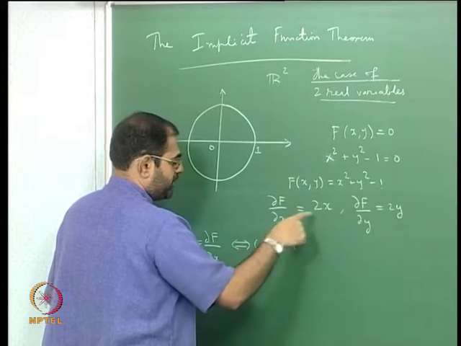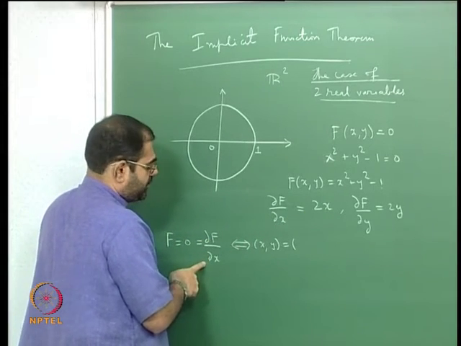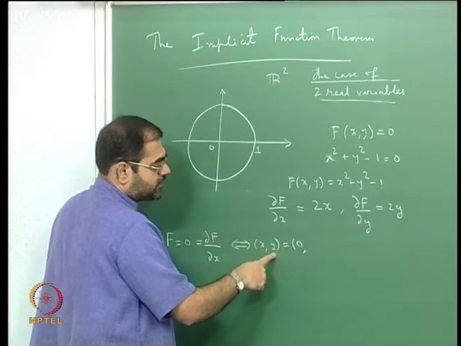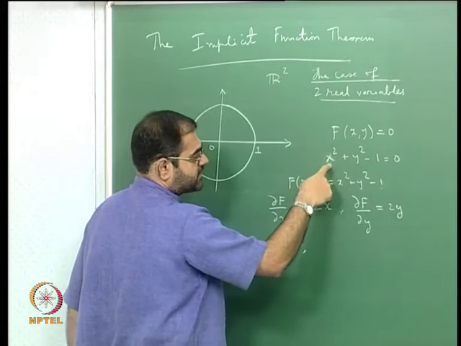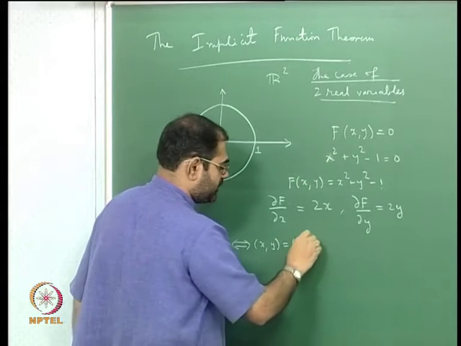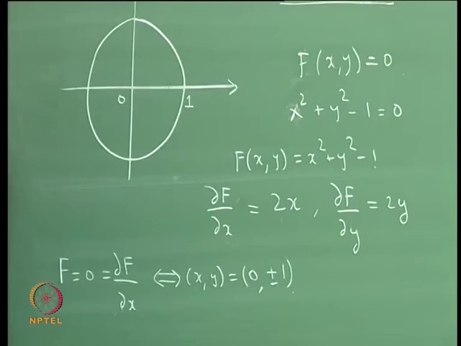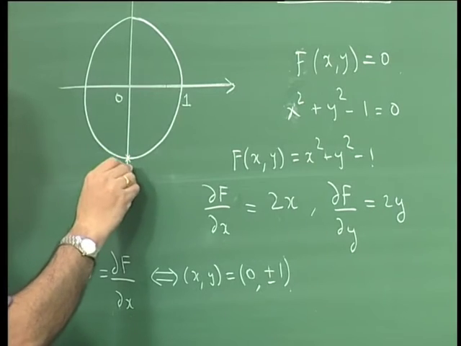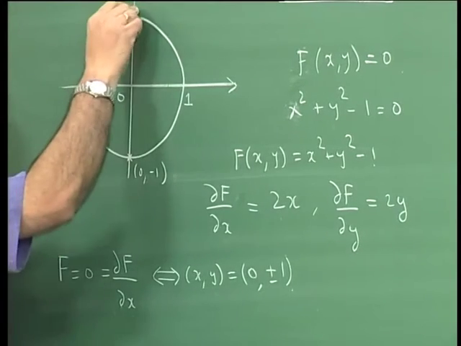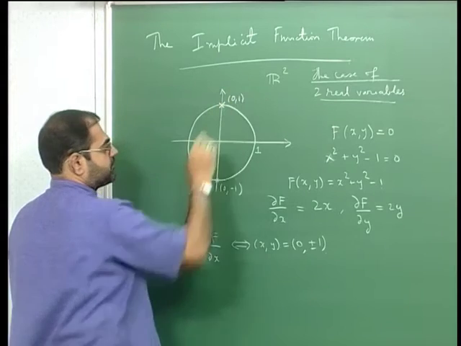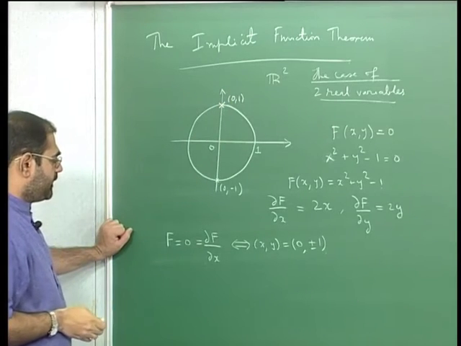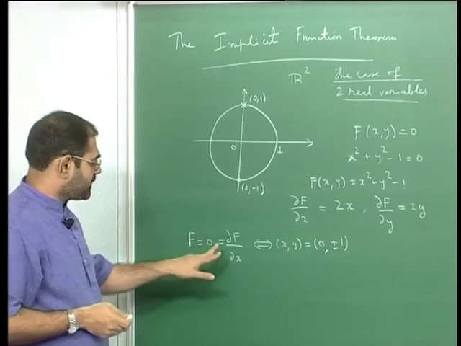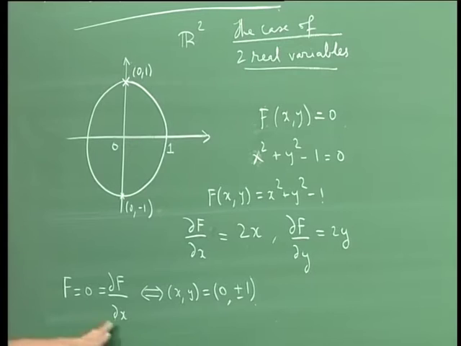So this happens only at the point x comma y equal to, if I want the first partial derivative to vanish, then 2x must be 0, so x must be 0. And if x comma y is lying on the curve, then it should satisfy this equation, and if x is 0, it means that y is plus or minus 1, so you get 0 comma plus or minus 1. Namely, you will get the point x equal to 0, y equal to minus 1, and the point x equal to 0, y equal to plus 1. And all other points on the curve are points for which the first partial derivative with respect to x does not vanish.